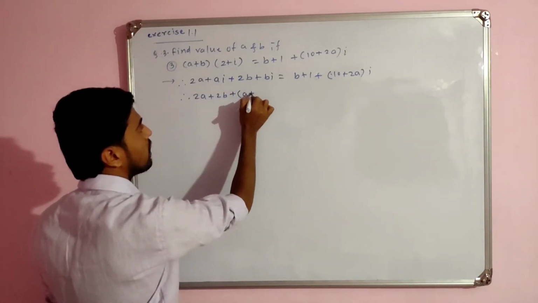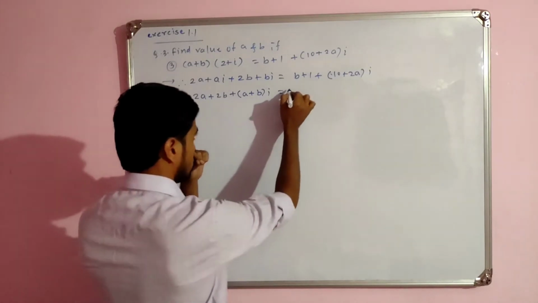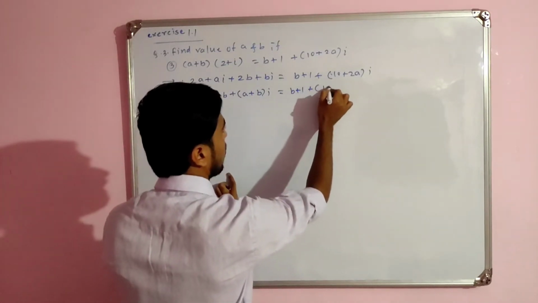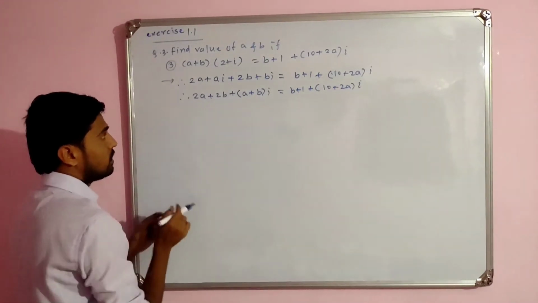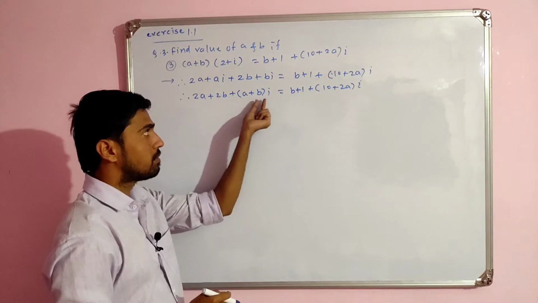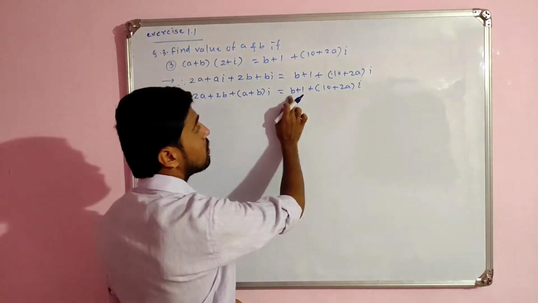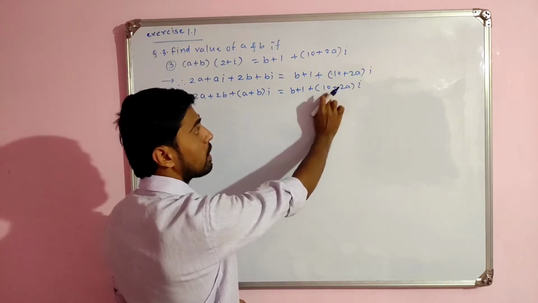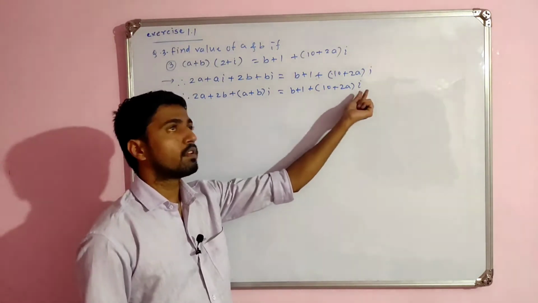Taking i common, (a + b) in bracket is equal to b plus 1 plus (10 + 2a) into i. So here twice a plus twice b is the real part, and a plus b is the imaginary part, because i is multiplied and this is the coefficient of i. Okay, so here b plus 1 is the real part and 10 plus twice a is the imaginary part, because this is the coefficient of i.